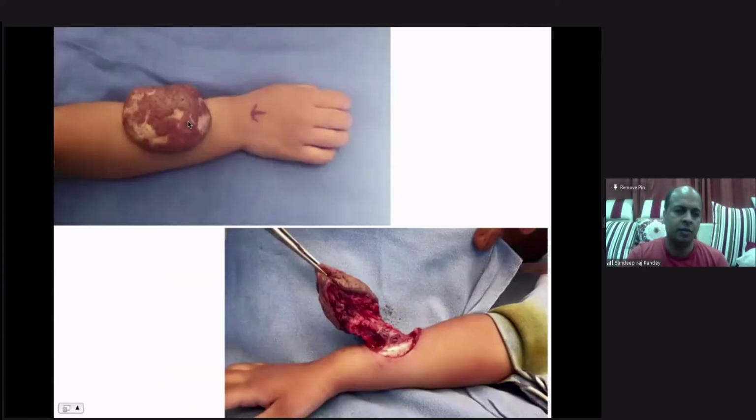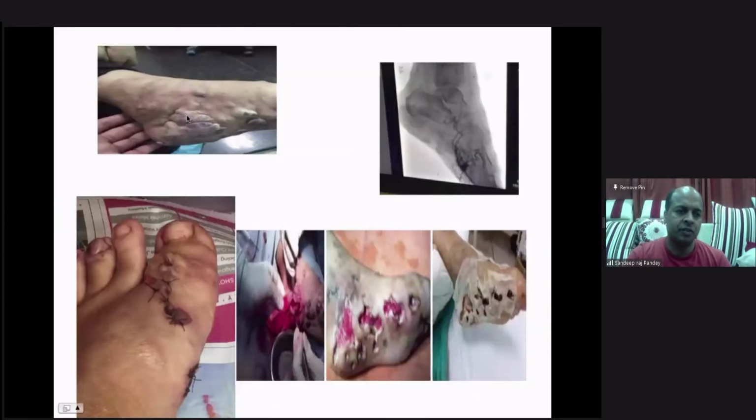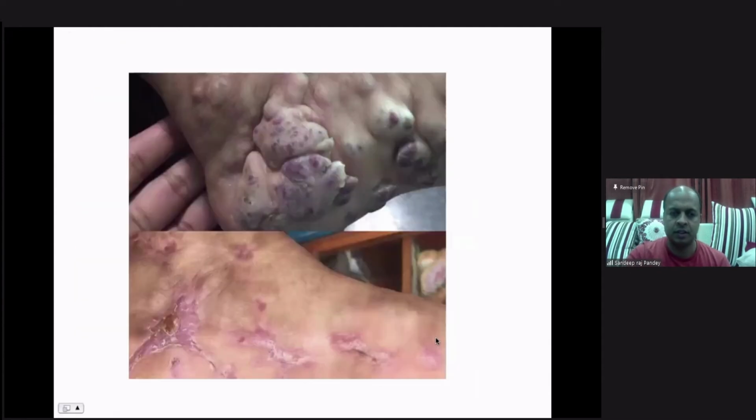This is another lymphovenous malformation which was directly excised. Another beautiful lady with KT syndrome having venous malformation of the leg and foot. So the leg was sclerotized, but the foot was still painful after sclerotherapy, so it was excised. And I see the healed, beautiful foot.